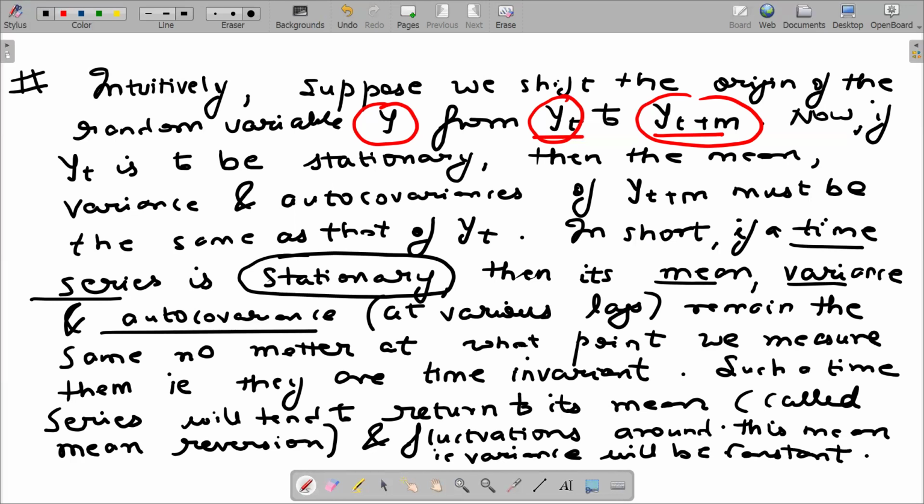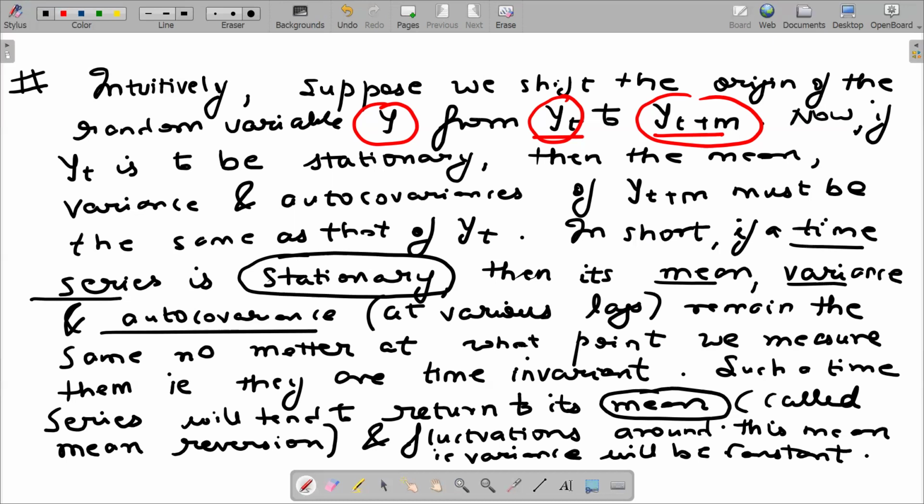Okay, so when we talk about a stationary time series process, such a time series is going to return to its mean. And the fluctuations around this mean, remember, variance is going to capture the fluctuations around the mean. These fluctuations around the mean are going to be constant.